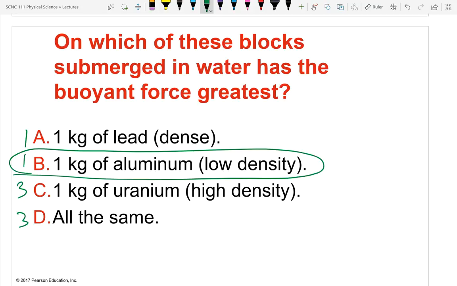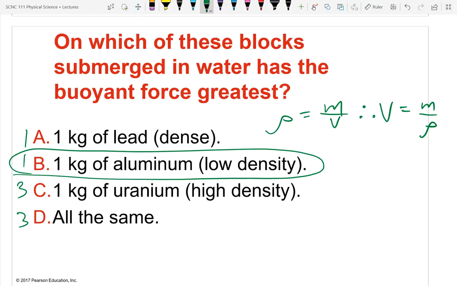Let's just write this down to make sure everyone's clear. Density is mass over volume. Therefore, the volume is equal to the mass divided by the density. So if you have a high density, you're dividing by a big number and you have a low volume. If you have a low density, you're dividing by a small number, you can have a high volume. And which volume is going to have the biggest buoyant force? Bigger or smaller?